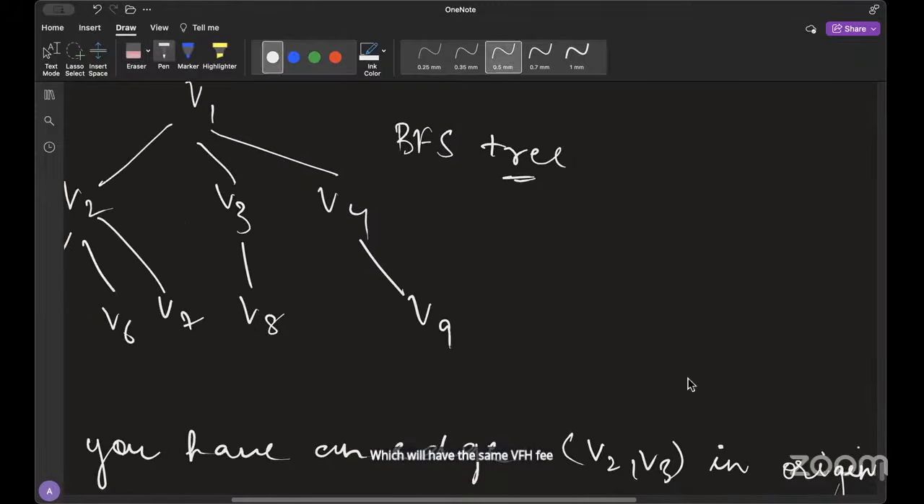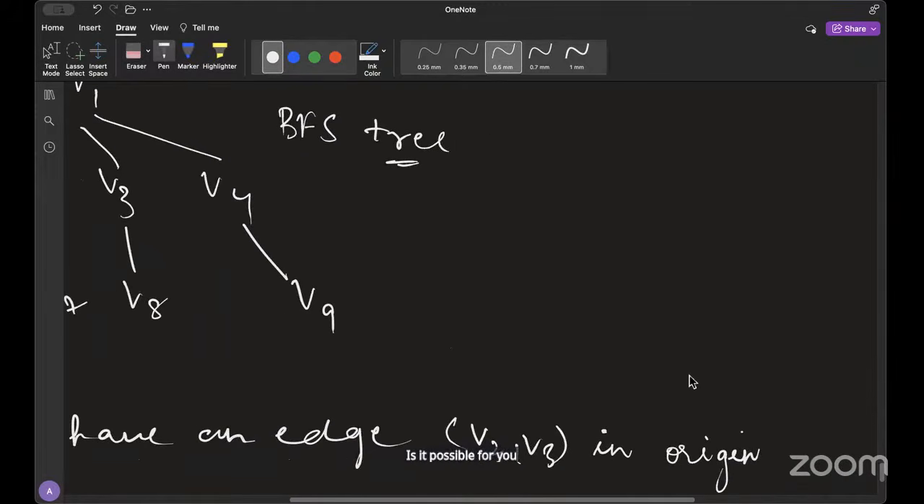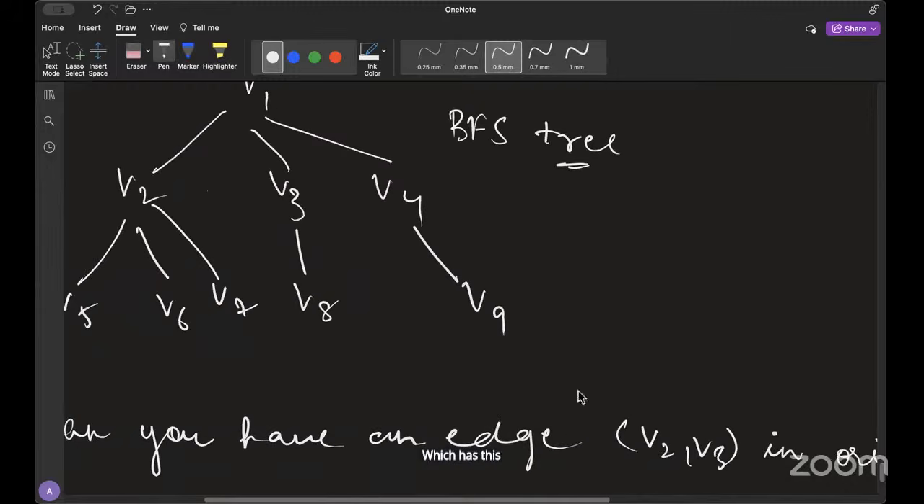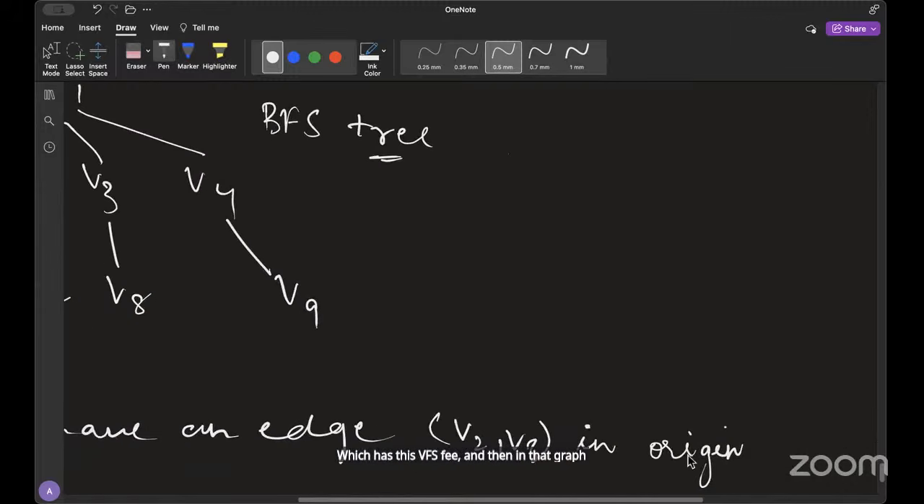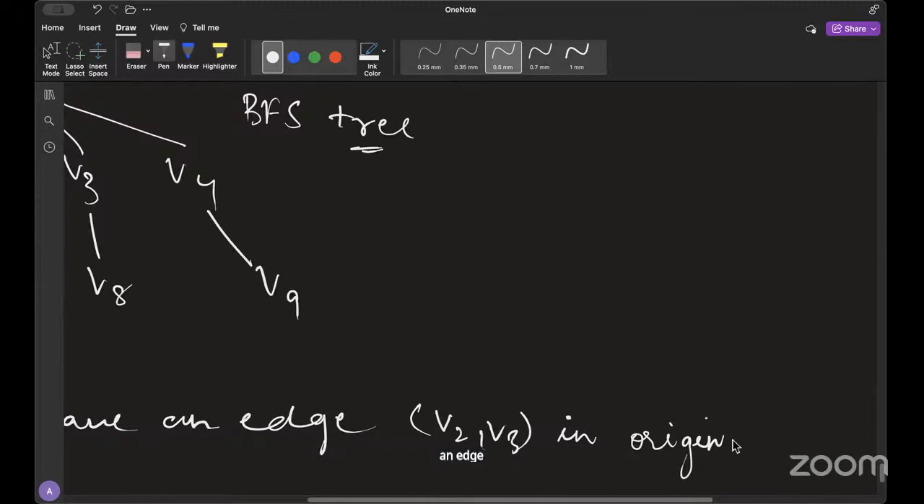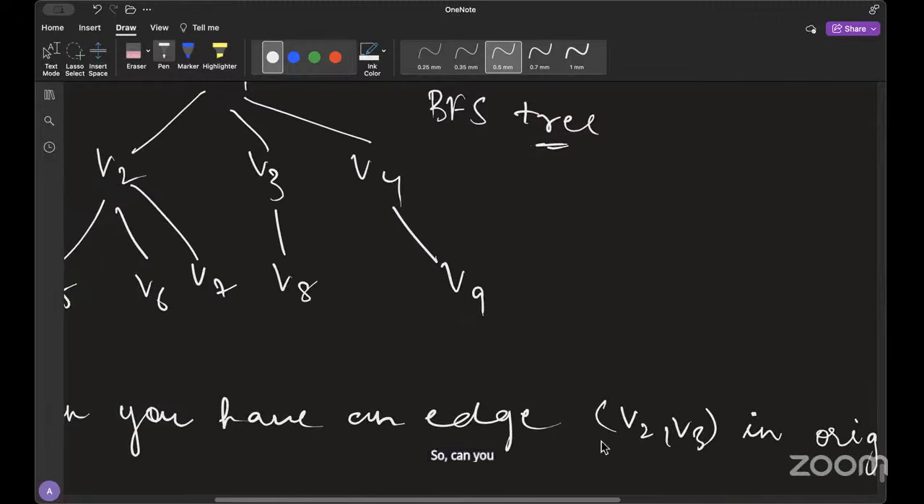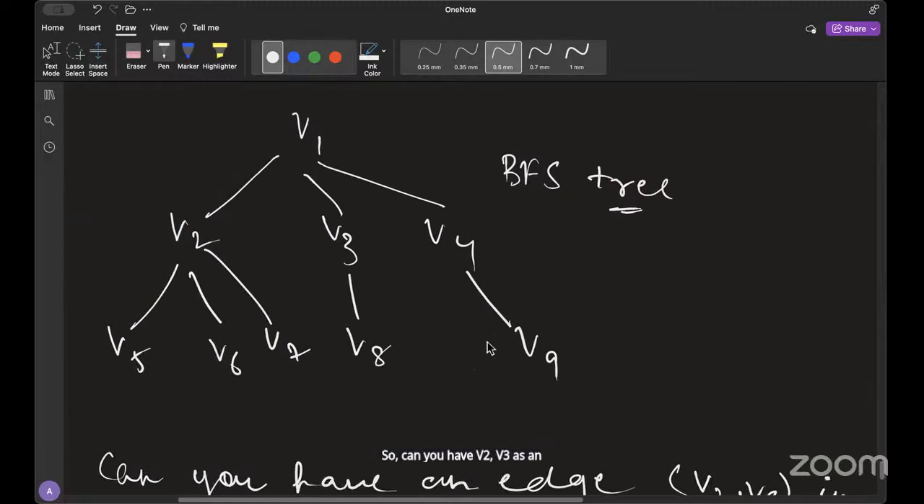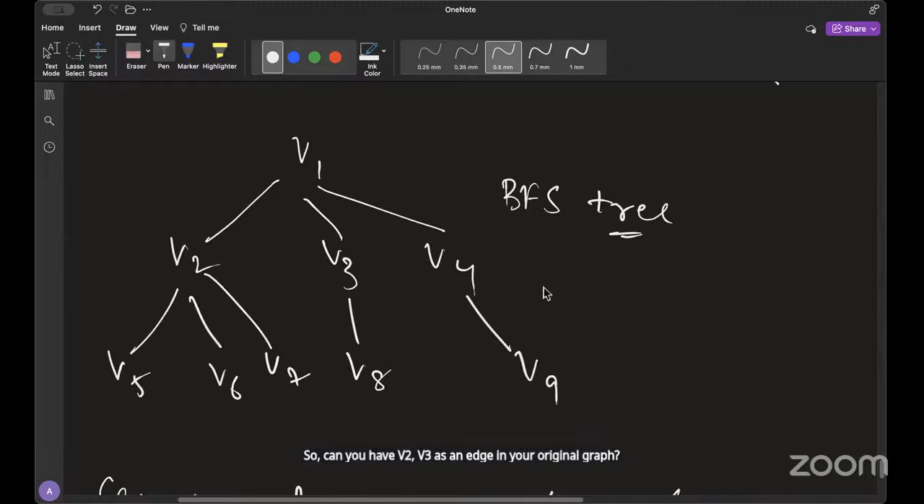But the question is, is it possible for you to have a graph which has this BFS tree? And then in that graph, can V2, V3 be an edge? That's the question. So can you have V2, V3 as an edge in your original graph? Let's say G was your graph, and the BFS tree corresponding to that is this. So can there be any graph, not just G, can there be any graph whose BFS tree is this?